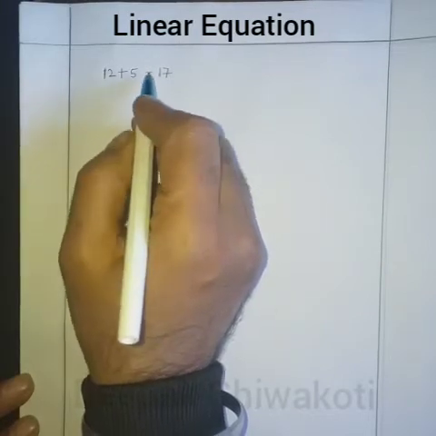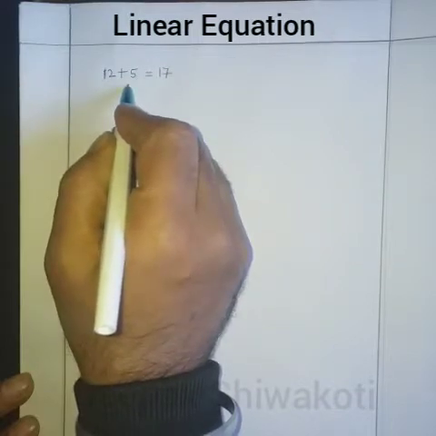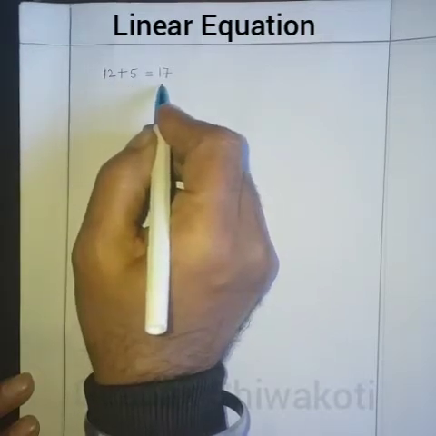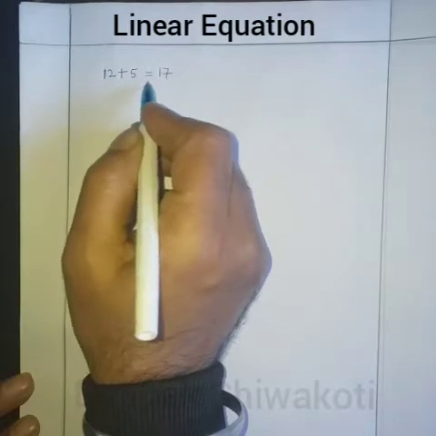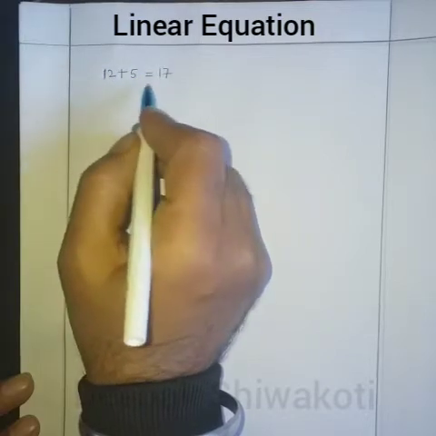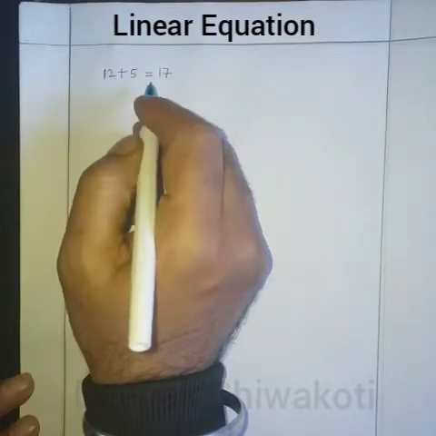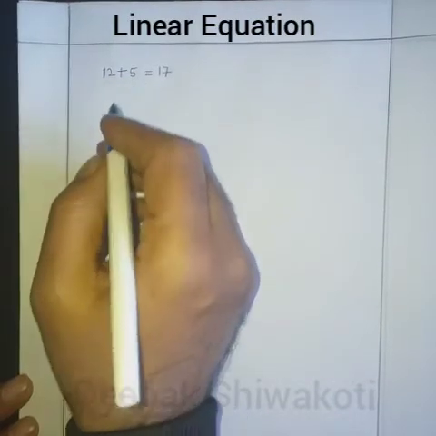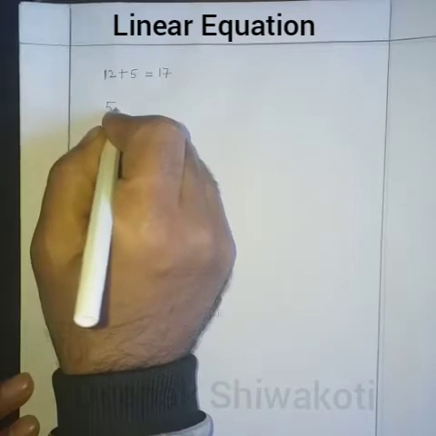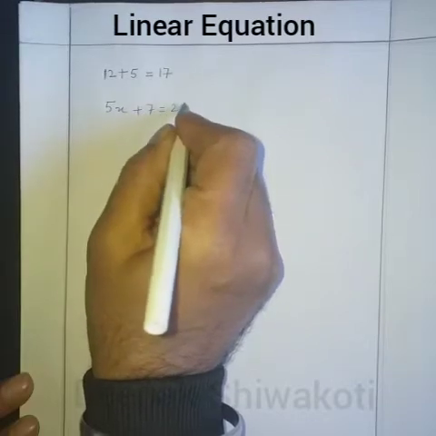Because here is the equal to sign, and this one is the left hand side and this one is the right hand side. There are two sides, so here is the equal to sign. This kind of mathematical information is called an equation. So a linear equation will have one variable, like 5x plus 7 is equal to 22.